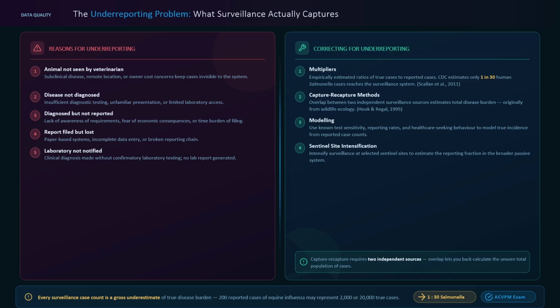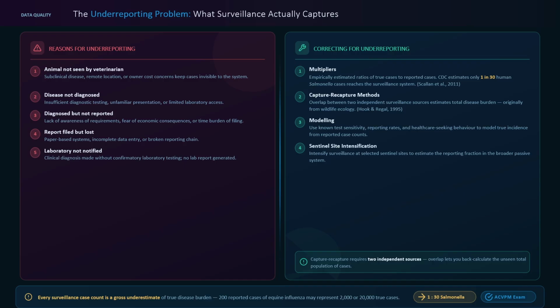It may be diagnosed but not reported out of unawareness, fear of economic fallout, or simply the time burden of filing. The report may be filed but lost in a paper system or a broken chain. Or the laboratory may never be notified because a clinical diagnosis was made without confirmatory testing. Miss any one step and the case never enters the system.